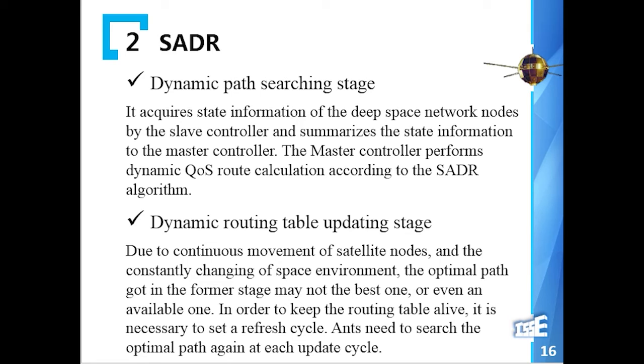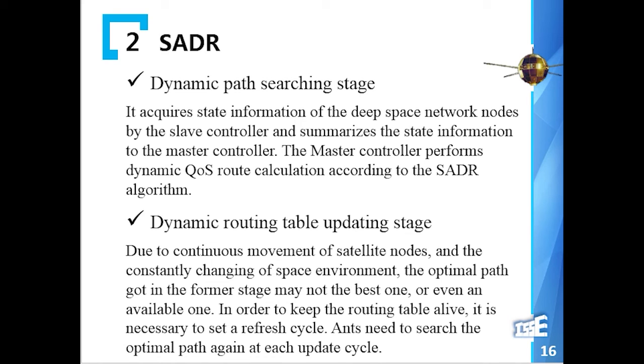And then it acquires the state information of the deep space network nodes by the slave controller and summarizes the state information to the master controller. The master controller performs dynamic QoS route calculation according to the SADA algorithm. Because of the constant movement of the satellite nodes and the changing of the space environment, the path found in the previous stage may not be a high quality path or even a usable path after a certain time interval. Therefore, it is necessary to set an update cycle.